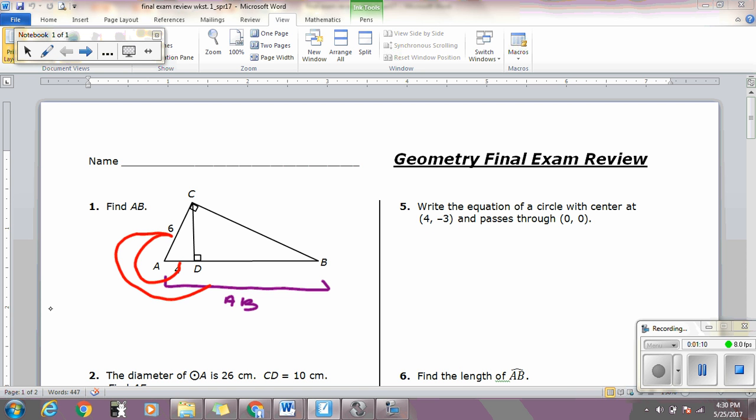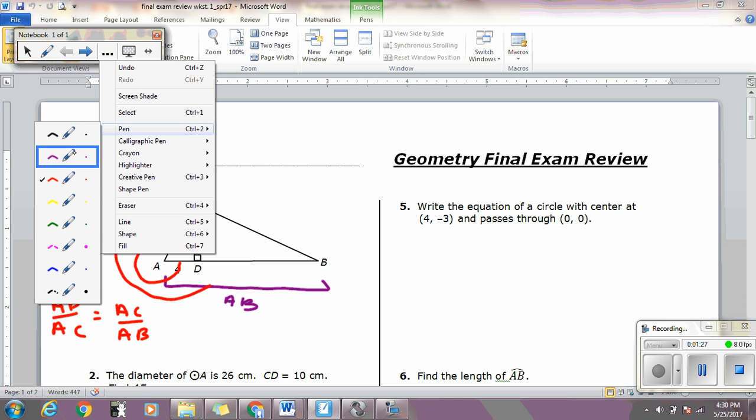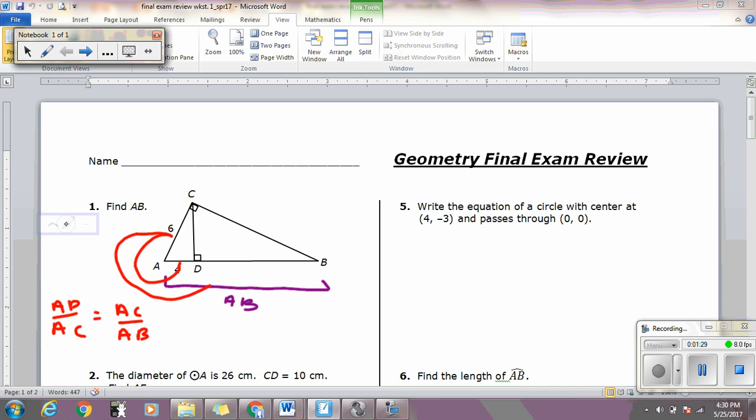So when you write your proportion, you would put AD over AC is equal to AC over AB. And now fill in with the correct numbers that were presented. AD is 4, AC was 6, and AB we don't know. We could call it X or we can leave it AB.